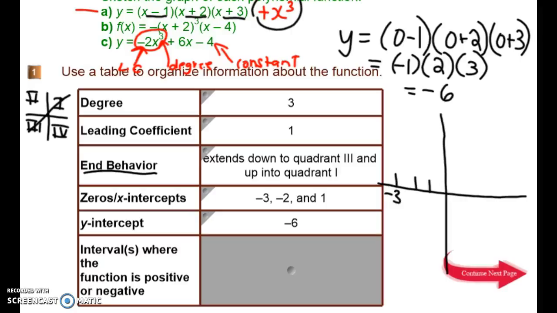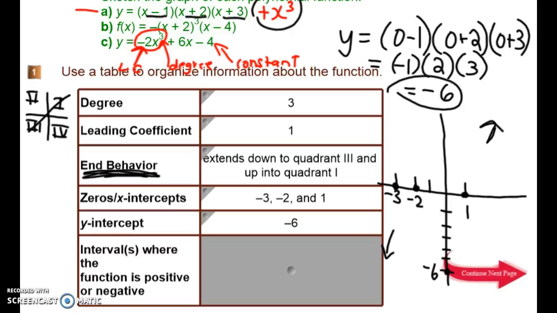So minus 3, minus 2, and then 1. And our other intercept was y is equal to minus 6. So our y-intercept is at 6 below. Okay, like that. Another important part is our end behavior. So we know it's starting in quadrant 3 and it's going to end in quadrant 1. So I would just put a little arrow like this and an arrow like this, showing I'm starting here and I'm going to end up over in quadrant 1.